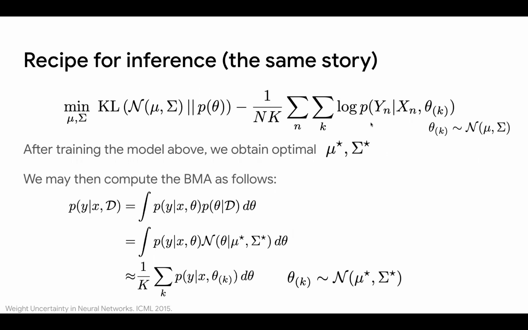Good. So we looked into how we train this infinite set of models. Now, the question is, how do we do inference? By the way, it's the same story. So after training this objective, what you end up with is mu and sigma for your Gaussian, right? And then you're computing the Bayesian model averaging based on this learned mu star and sigma star, okay? And you're approximating that by sampling k times from this normal distribution. And that's it. You average the outputs from this.